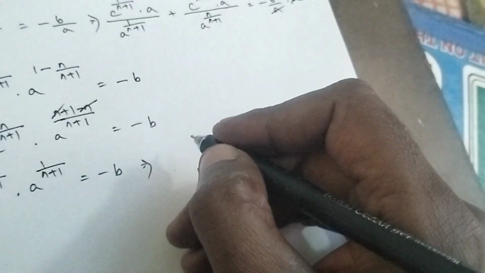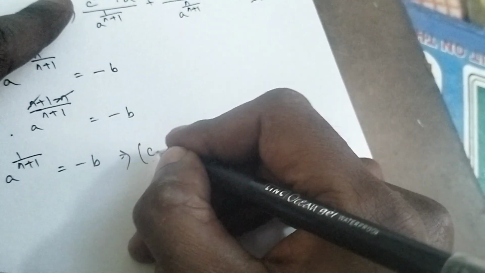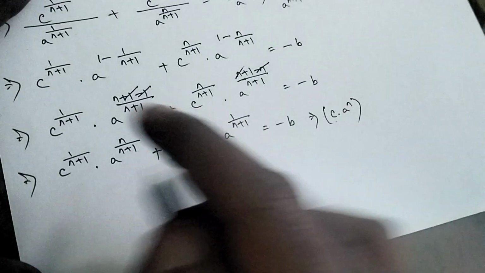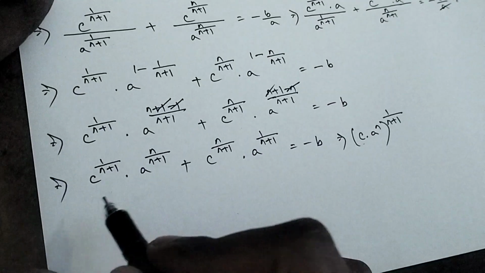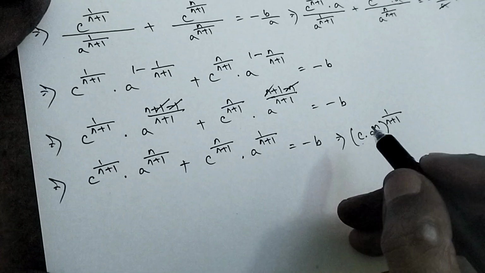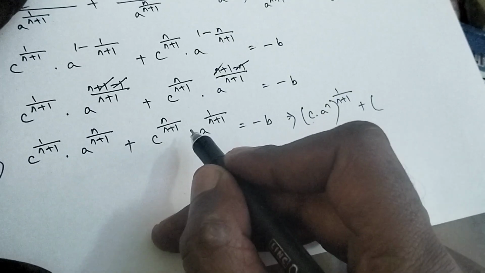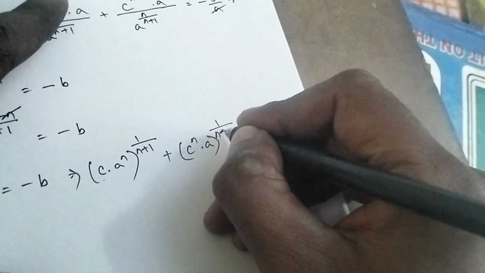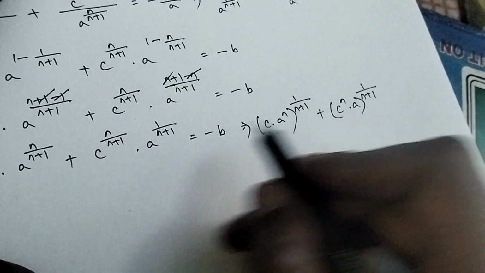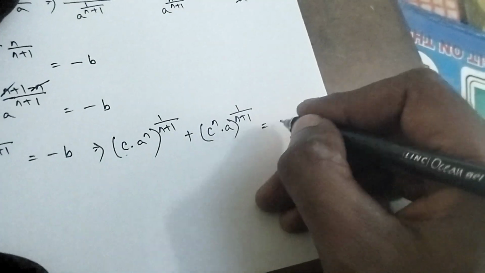So here (c into a to the power n) whole to the power 1 by n plus 1, plus (c to the power n into a) whole to the power 1 by n plus 1, is equal to minus b.